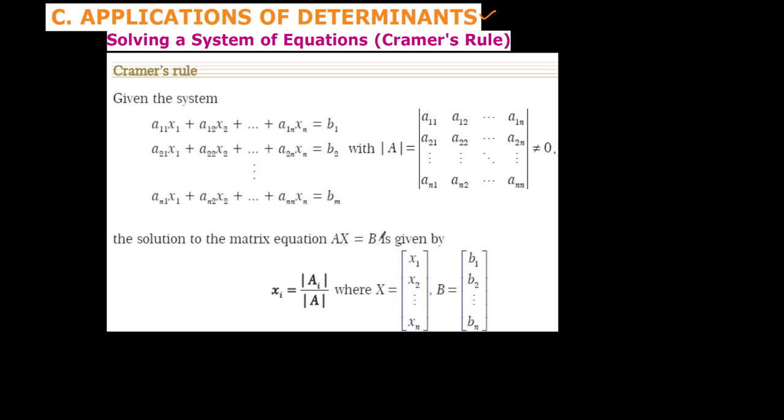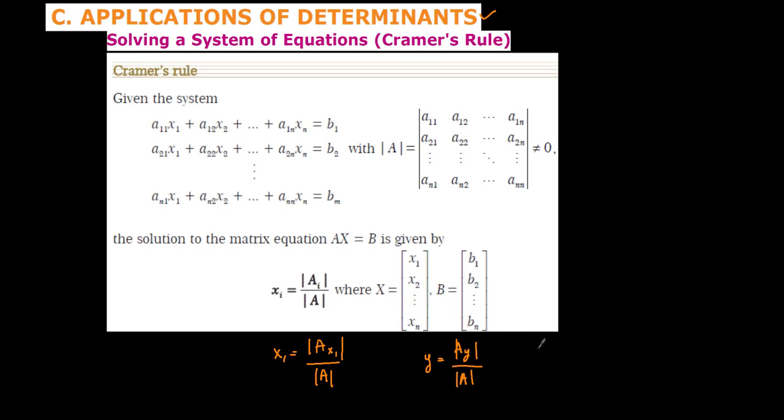Then the system becomes AX equal to B. Here A times X is equal to B. I also explained that in matrix form. Then Xi is equal to determinant of Ai over determinant of A, where X is equal to X1, X2 and so on, and B is equal to B1, B2, up to Bn. If we are looking for X1, then by Cramer's rule it is determinant of AX1 divided by determinant of A. If we are looking for Y, then it is determinant of AY divided by determinant of A.